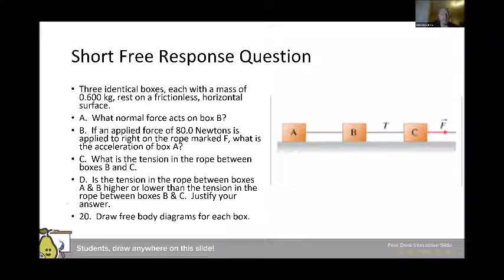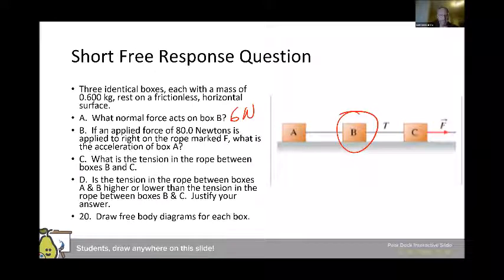Three identical boxes, each with a mass of 0.6 kilogram, rest on a frictionless horizontal surface. What normal force acts on box B? We're on flat ground. What did we say a minute ago the normal force is equal to when you're on flat ground, guys? The force of weight. It's the weight. So if the mass of box B is 0.6, the weight is 0.6 times 10, so 6 newtons. That's pretty straightforward.